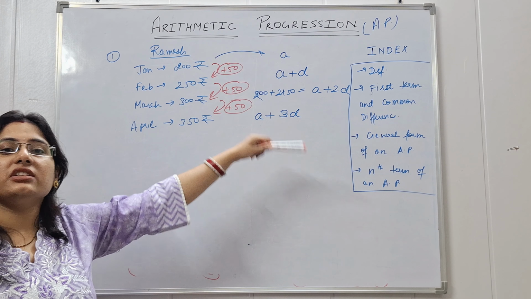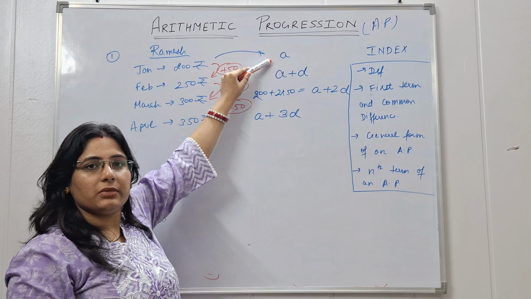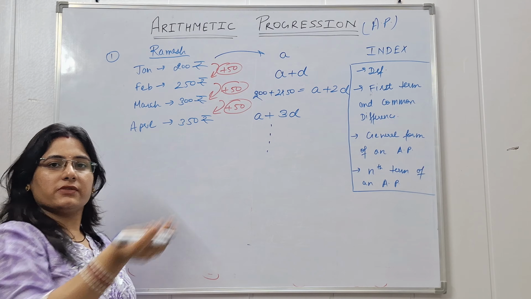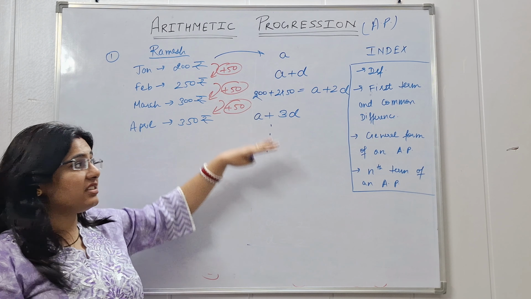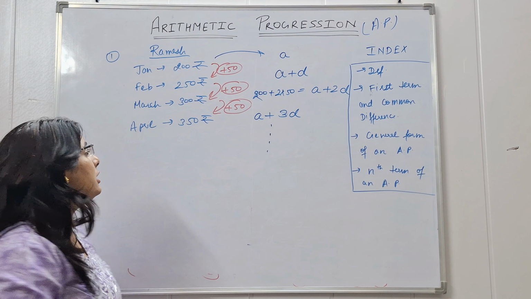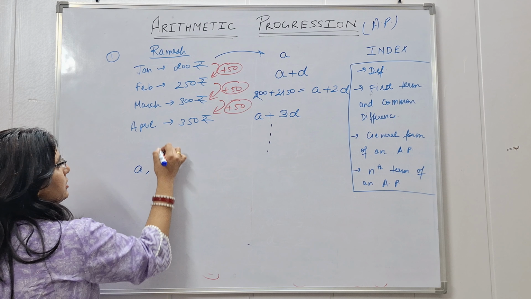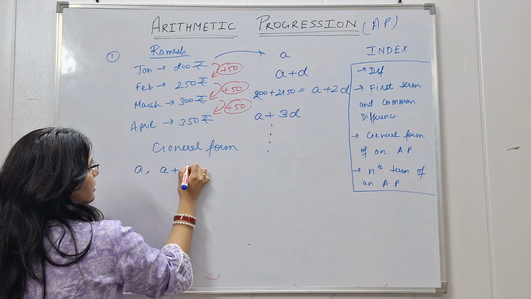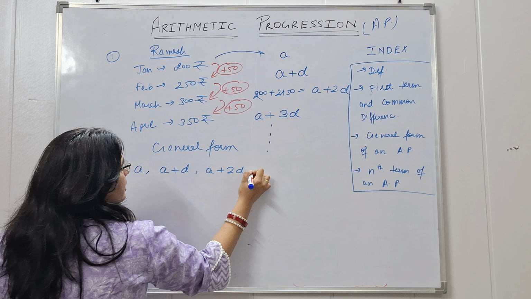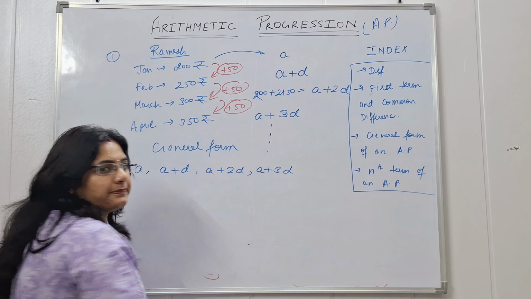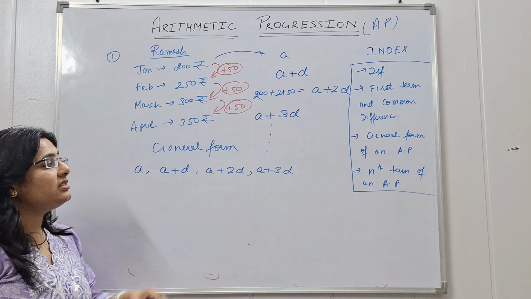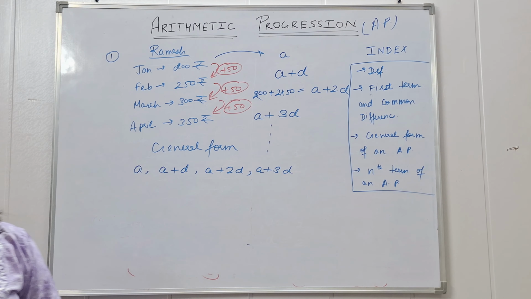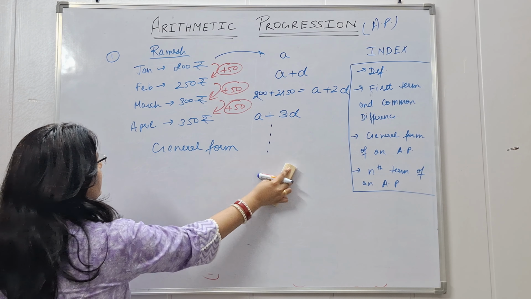So this is nothing but the general form of an AP. How? First term A, then A plus D, A plus 2D, A plus 3D, in the same way A plus 4D, A plus 5D, and so on. So we can write the general form of an AP as A, A plus D, A plus 2D, A plus 3D, likewise. Okay. Now there is the last concept, that is the nth term of an AP. How is this nth term derived from the general form? First of all, we will learn about that.